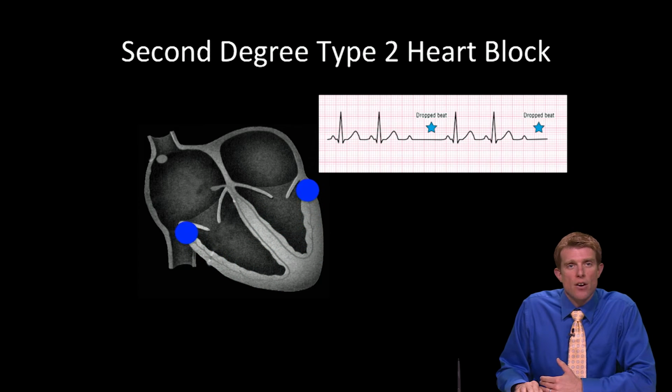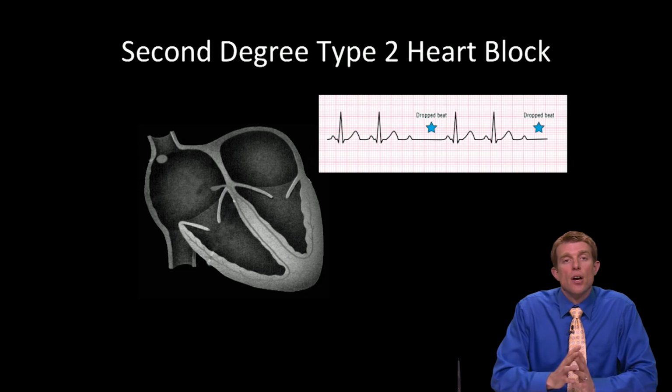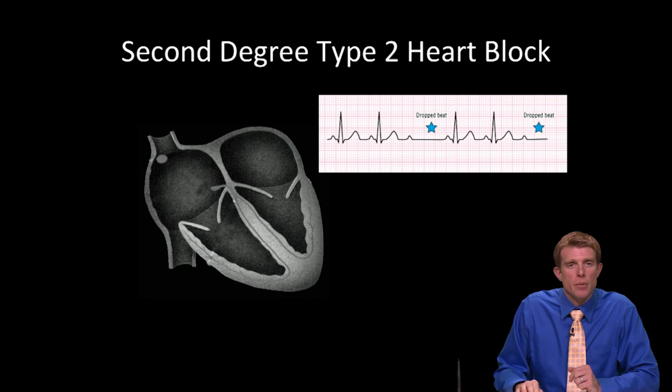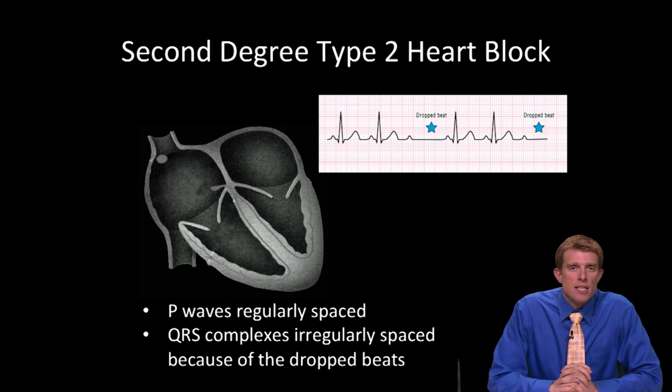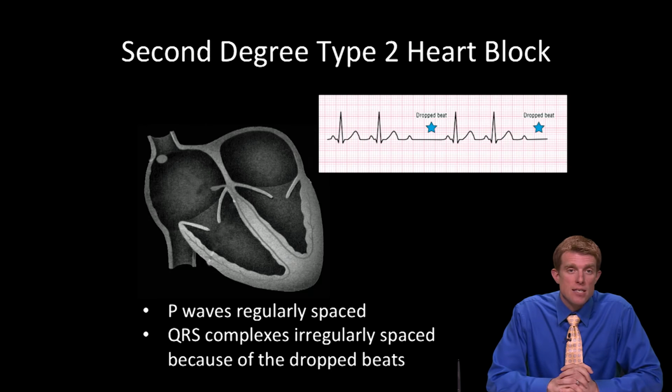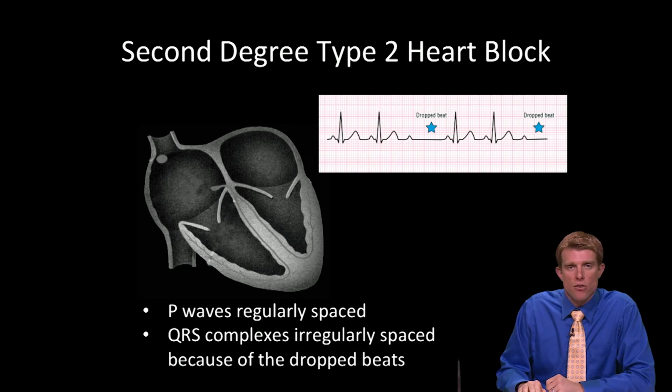So what you'll see on your ECG is a normal appearing beat, and then at some point, a dropped beat where you have a P wave but no corresponding QRS. And this can happen at varying rates. It's just a random dropping of beats that aren't conducted. In this case, the P waves again are regularly spaced, but the QRS complexes appear irregularly spaced because of these dropped beats. Now, the RR interval between the beats that are conducted stays the same, but because of the dropped beats, it has the appearance that the QRS complexes are irregularly spaced.